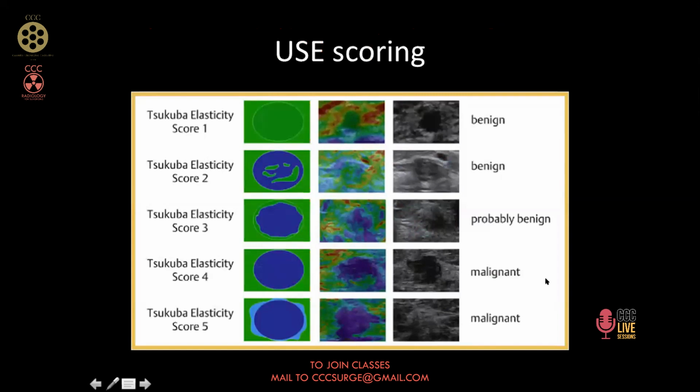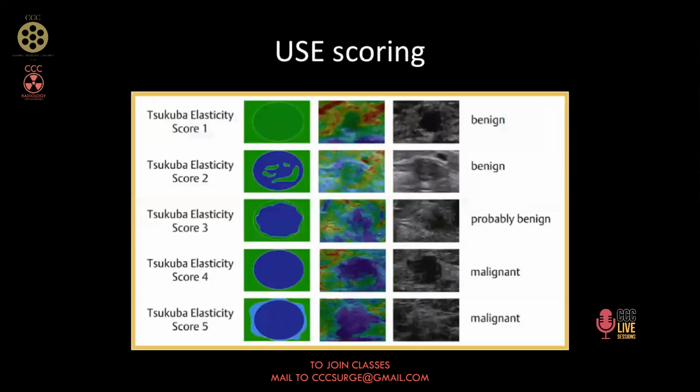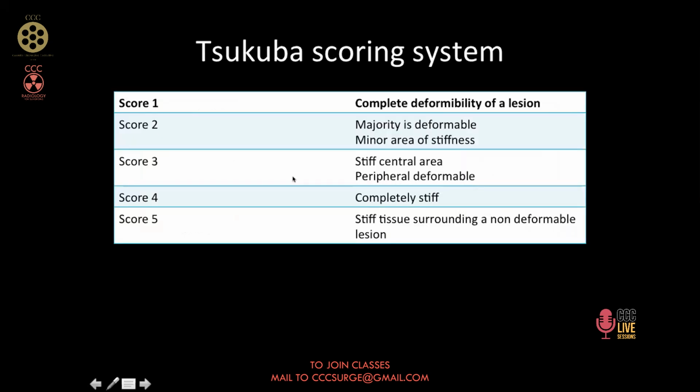Now, this is the classification. This is called the Tsukuba classification. But again, I would suggest that you just remember the basic principle. Score 1 is a completely deformable lesion. It goes down and bounces back. Score 2: the majority portion is deformable, and a minor area is stiff. Then there is central stiffness with a deformable periphery.